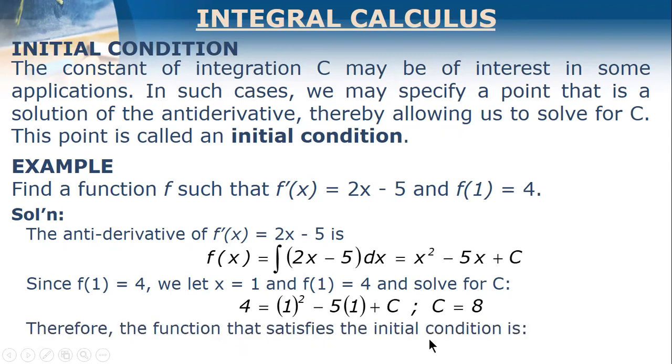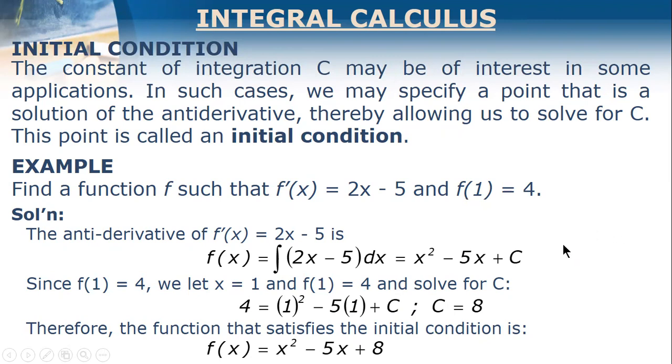Therefore, the function that satisfies the initial condition is x squared minus 5x plus 8. If we substitute x equal to 1, 1 minus 5 times 1 plus 8, the answer is 4. So f of 1 is equal to 4, and that satisfies the initial condition. For every problem, there must be an initial condition that we can use in order to solve for the constant of integration.